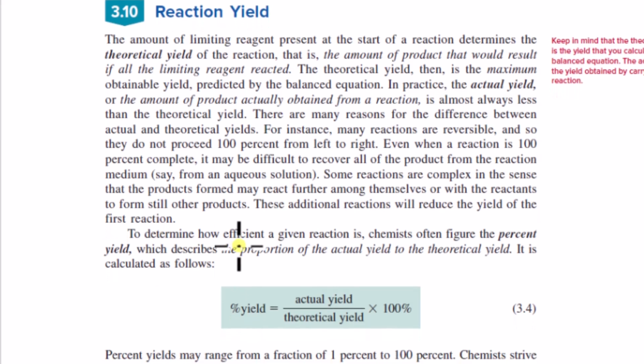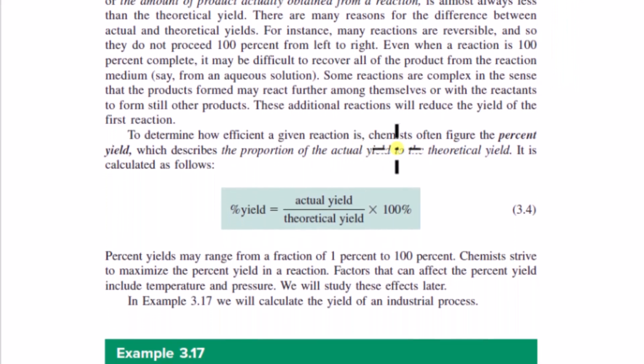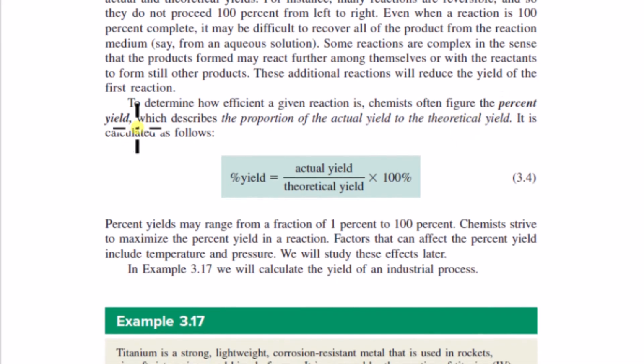Okay, to determine how efficient a given reaction is, chemists often figure the percent yield, which describes the proportion of the actual yield to the theoretical yield. Yeah, so okay, percent yield of a reaction is just the actual yield divided by the theoretical yield times 100%. Percent yields may range from a fraction of 1% to 100%. Chemists strive to maximize the percent yield in a reaction. Factors that can affect the percent yield include temperature and pressure. We will study these effects later.